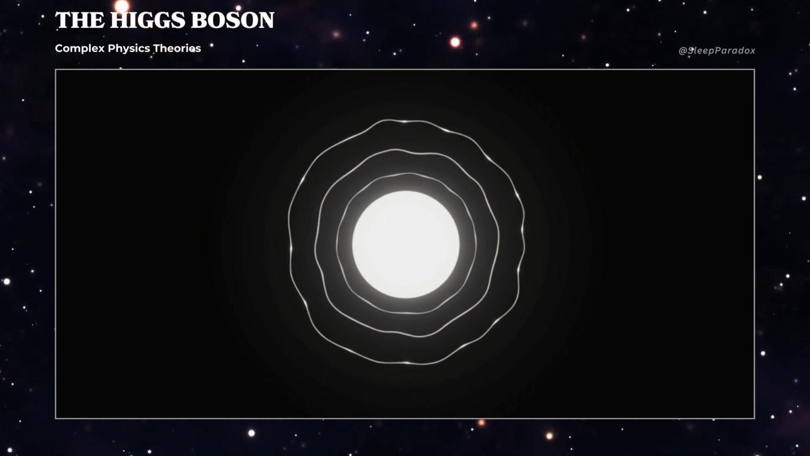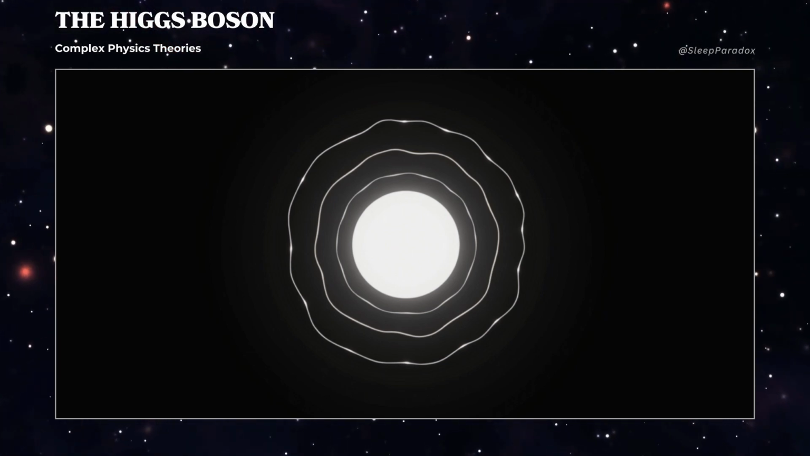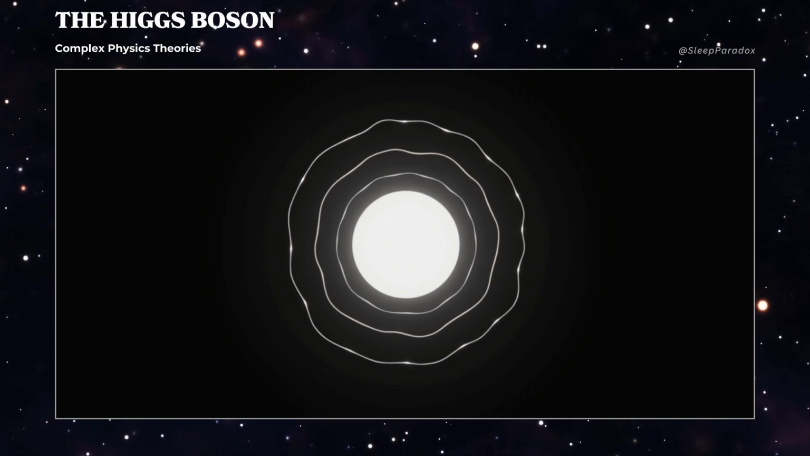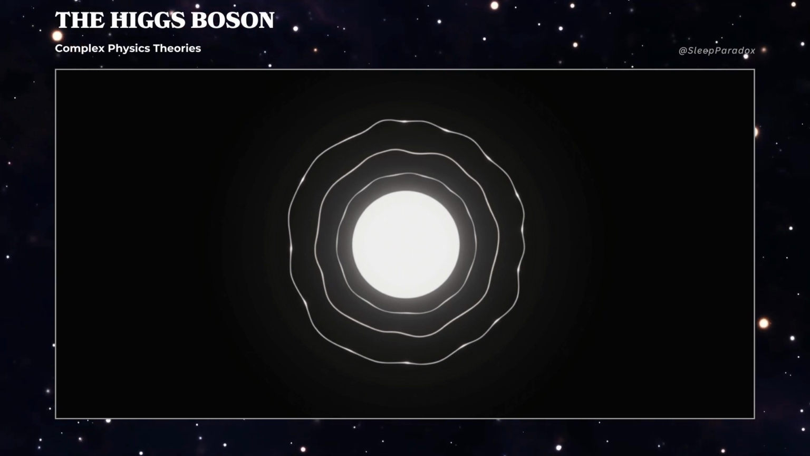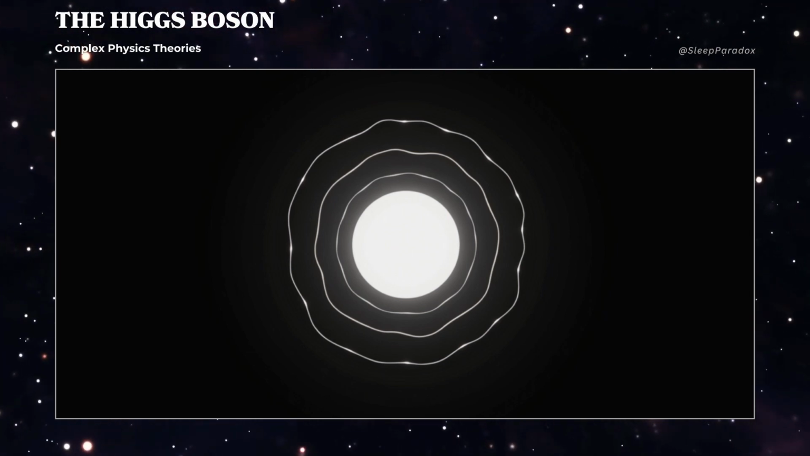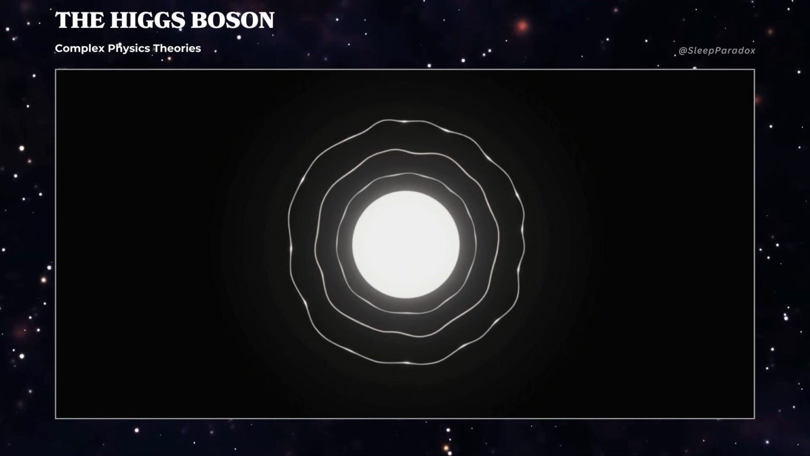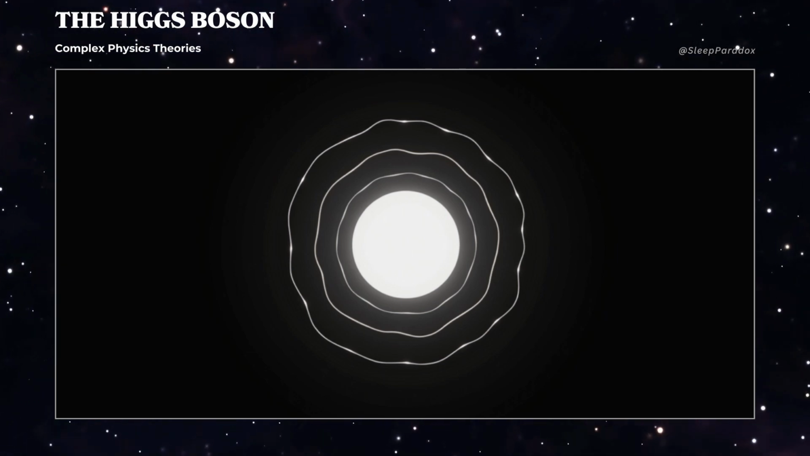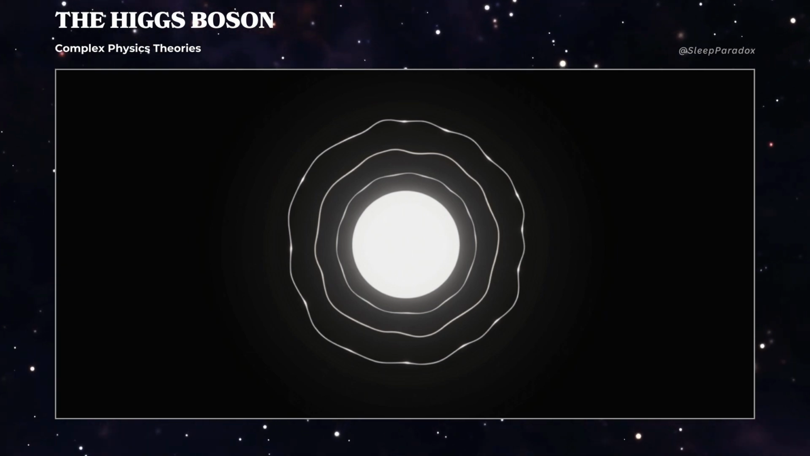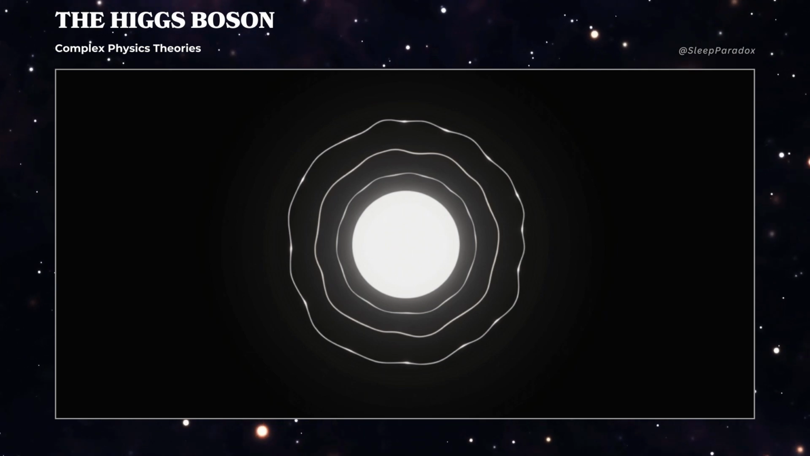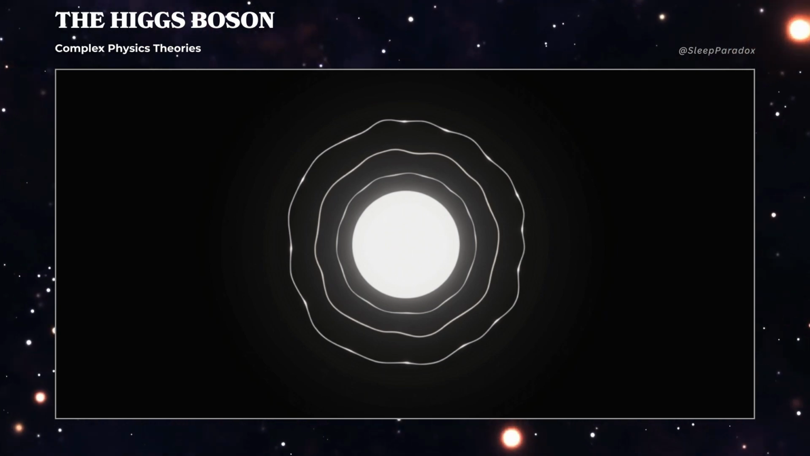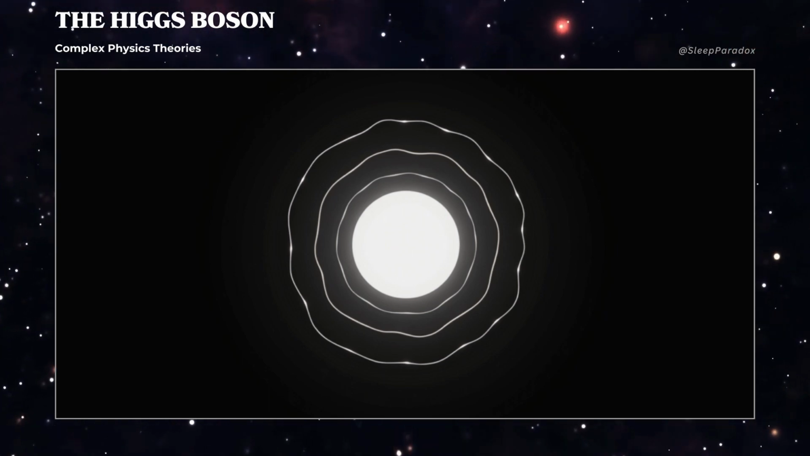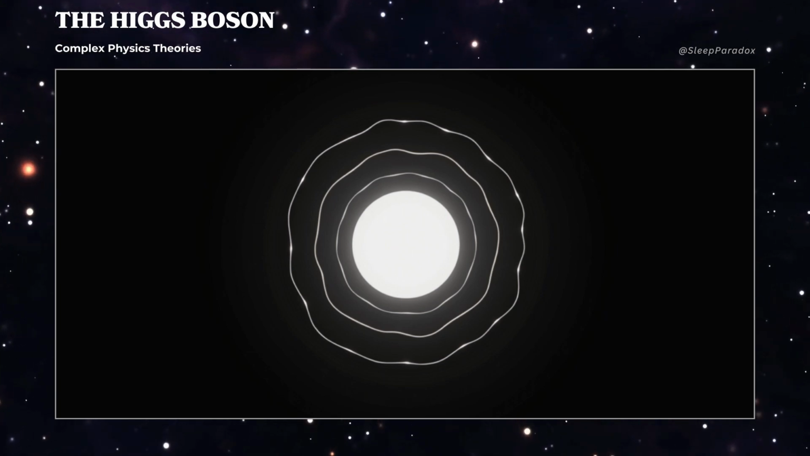The Higgs boson is unusual in another way. It's a scalar particle, meaning it has no spin. Most elementary particles have some form of intrinsic angular momentum, or spin. The Higgs does not. It's the only known fundamental scalar particle in nature, and its behavior is unique because of that. It also plays a critical role in the early universe.